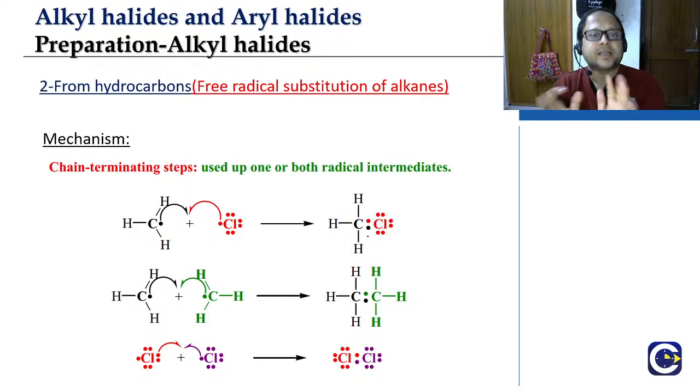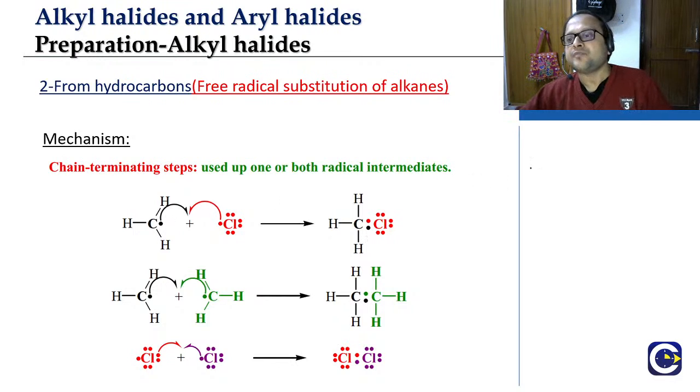So ultimately we come to the chain terminating step. Like in the propagation process, it is not necessary that every time the same free radical is formed, new free radicals are formed, right? Similarly in the terminating process also, these are all various possibilities. So the main thing that we have to keep in mind is that one free radical is going to combine with another free radical, and they will stop forming any new free radicals.